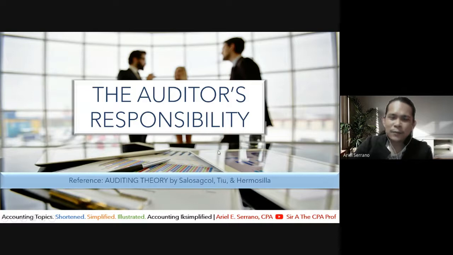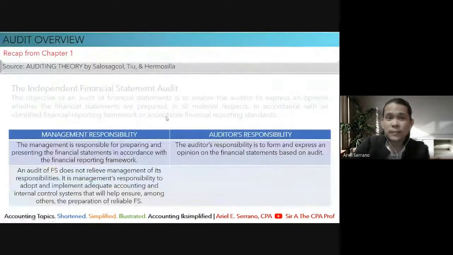Last time, pinag-usapan natin yung auditor's responsibility when we compared it with the management responsibility. If you still recall this one, no? Yung independent audit of the financial statement. Nabanggit ko sa inyo that it is the management responsibility on the preparation and the presentation of the financial statement, whereas si auditor, ang responsibility niya is to form an audit opinion. Okay? Now, bigyan natin ito ng detalye.